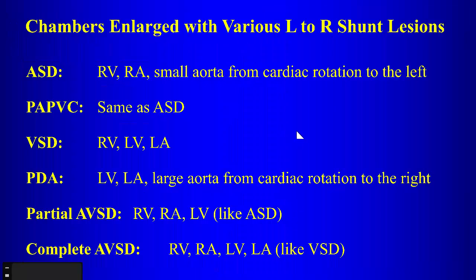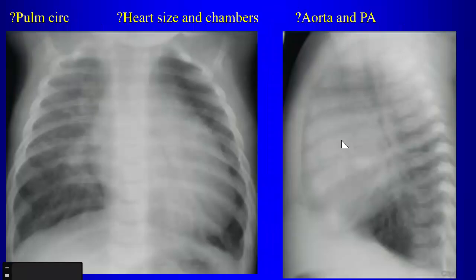We've kind of covered all of these. Okay, so partial AVSD is like ASD, complete AVSD is more like a VSD. All right, we start with the pulmonary circulation. Is it increased, decreased, or normal? Increased, right. The question you ask: the patient is not cyanotic, right. Now we can look at the heart and the chambers.